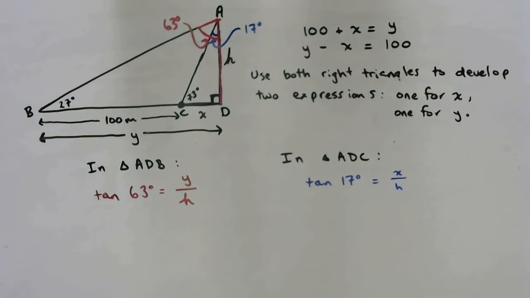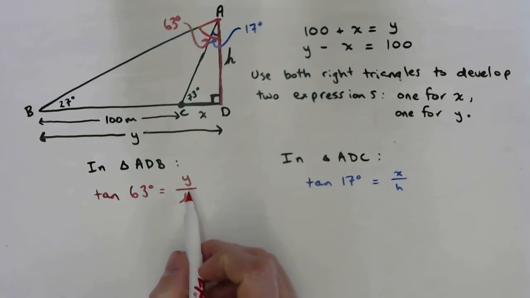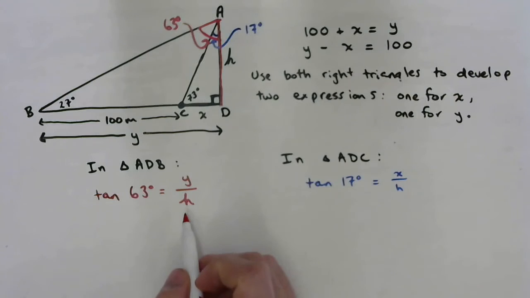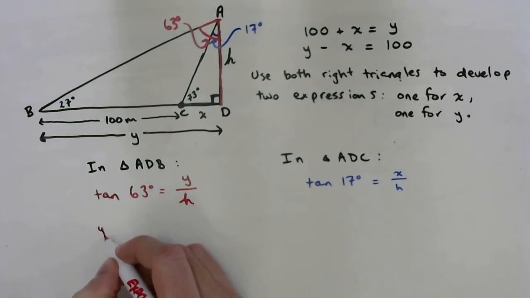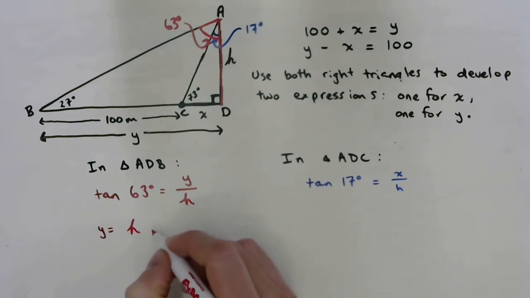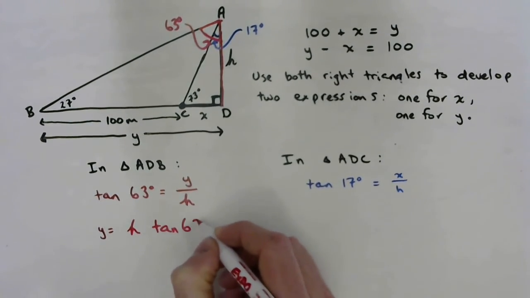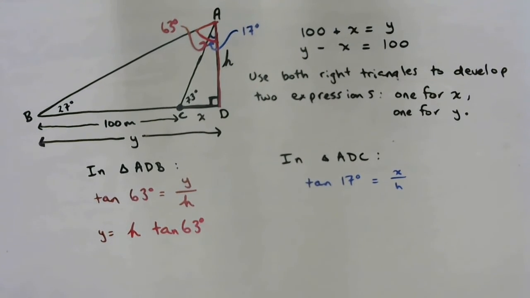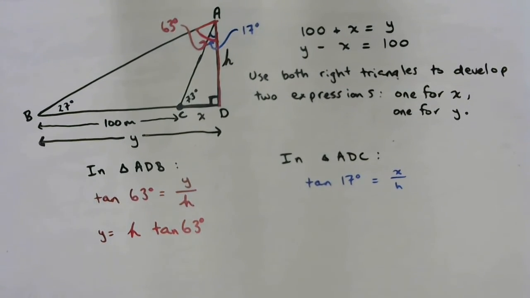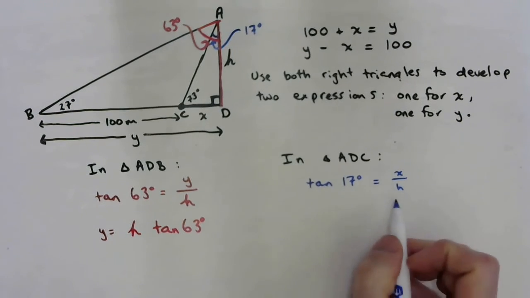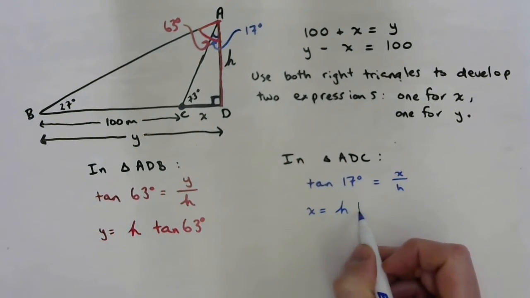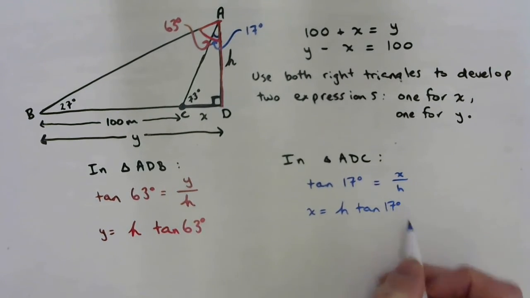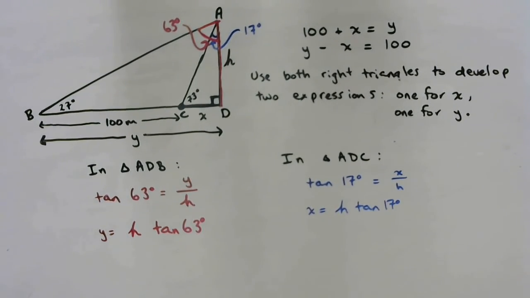Okay, over here on my left side in triangle ADB, we're going to create an expression for y in terms of h. All I have to do is multiply both sides by h. Y equals h times the tangent of 63 degrees. On the right hand side in triangle ADC, same thing, multiply both sides by h is going to give me an expression for x in terms of h. It's h times the tan of 17 degrees.